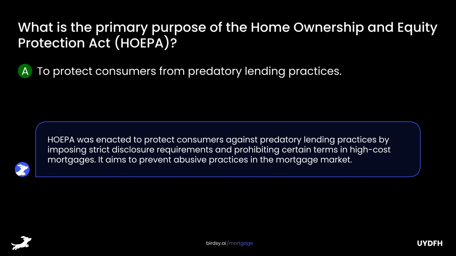HOEPA was enacted to protect consumers against predatory lending practices by imposing strict disclosure requirements and prohibiting certain terms in high-cost mortgages. It aims to prevent abusive practices in the mortgage market.